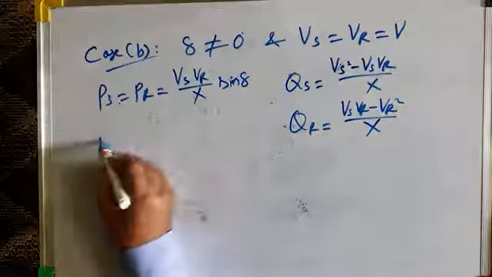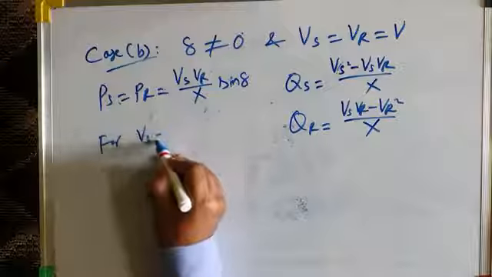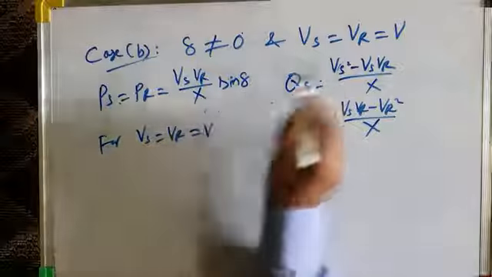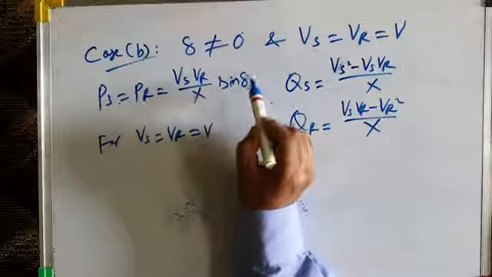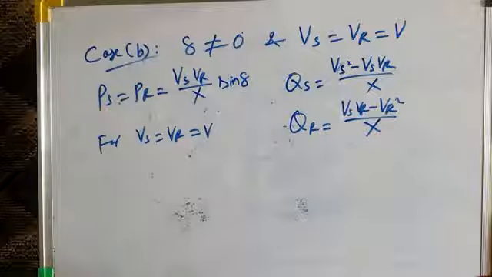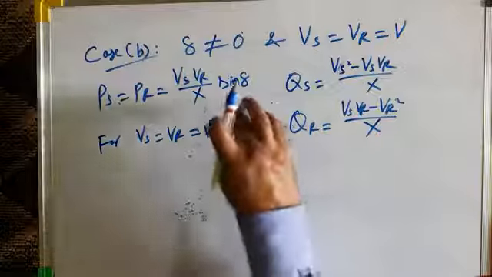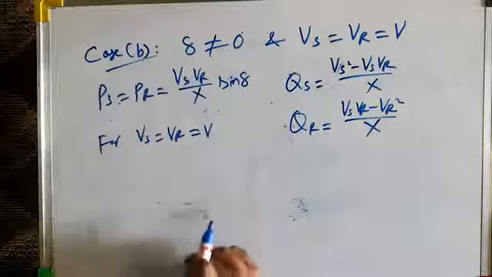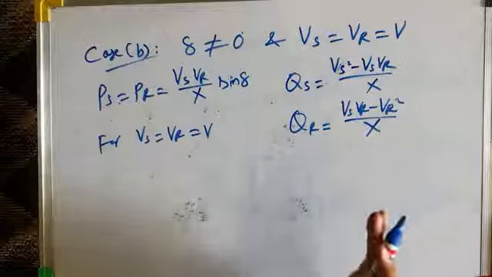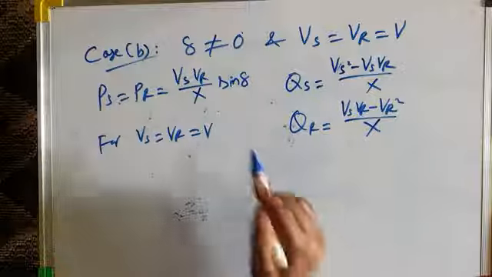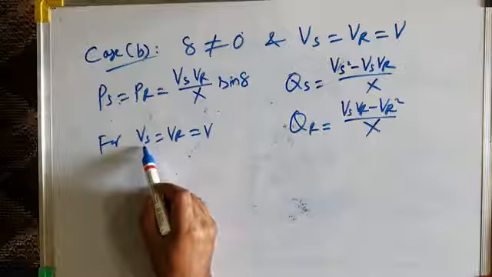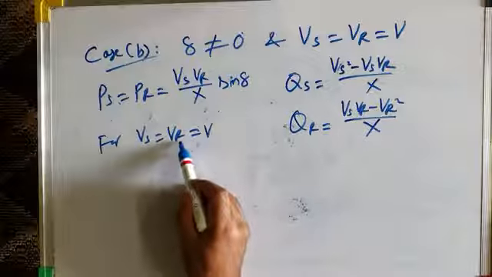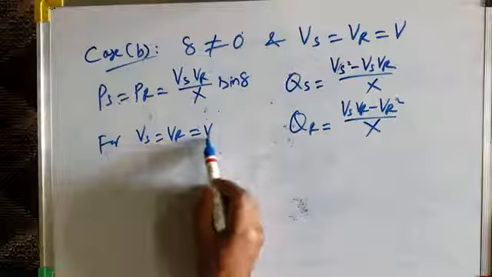So for Vs equal to Vr equal to V, now delta is not equal to 0. There is a certain transmission angle or power angle, which is the phase angle between sending end voltage and receiving end voltage. Remember, this is always there. You cannot have delta equal to 0 for transfer of power over the transmission line. Delta has to be there. Now the assumption is that sending end and receiving end voltages are the same: Vs is equal to Vr is equal to V.